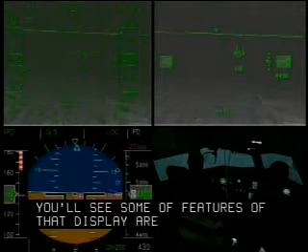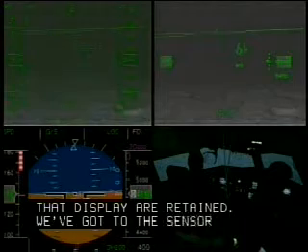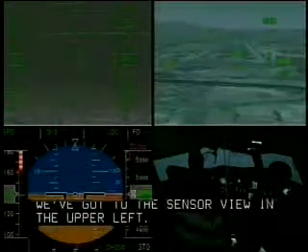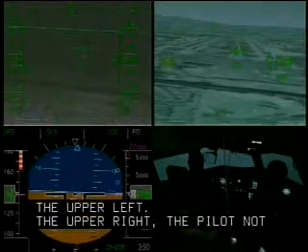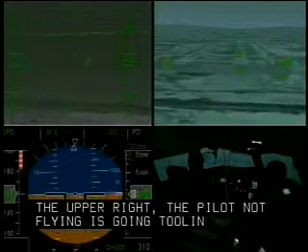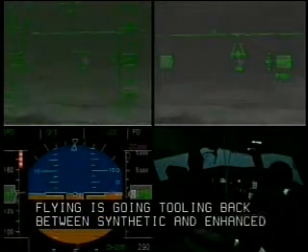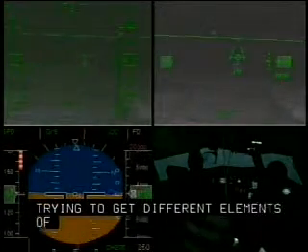You can see on the upper right now, the pilot not flying is toggling back and forth between synthetic and enhanced, trying to get different elements of information that they both provide so that they can best understand a lot of the scenarios that are going on.